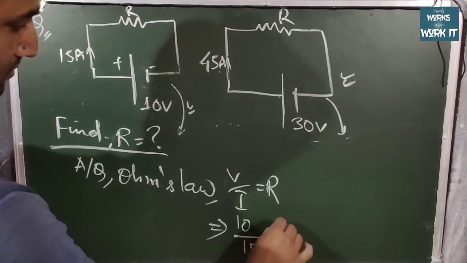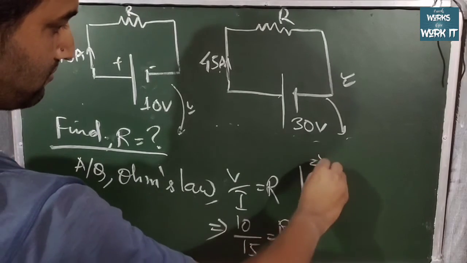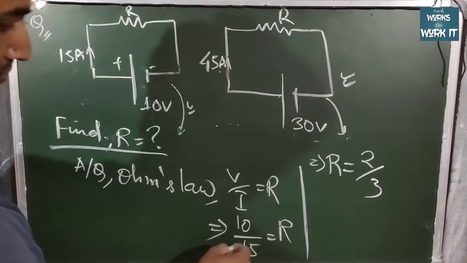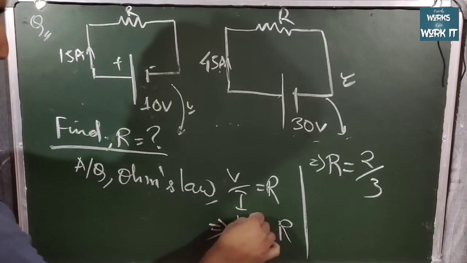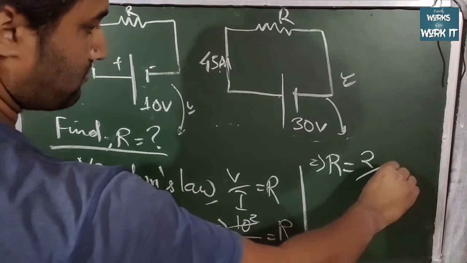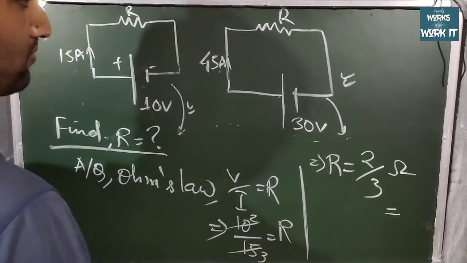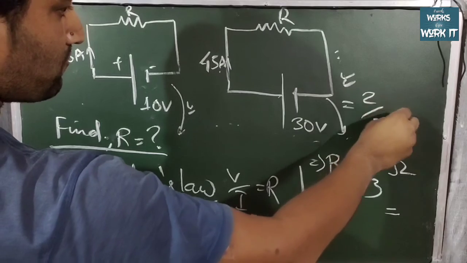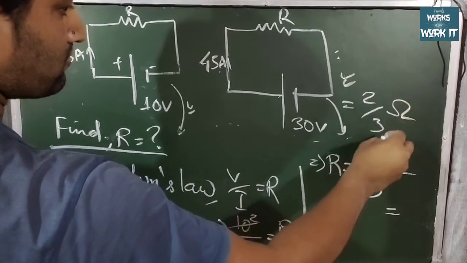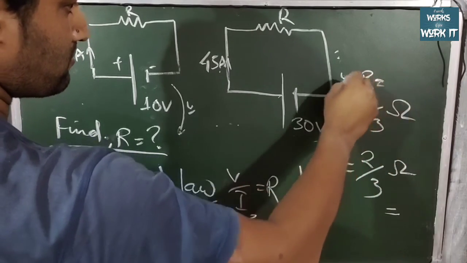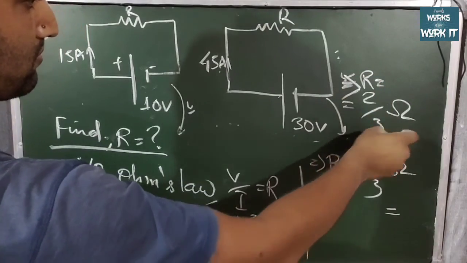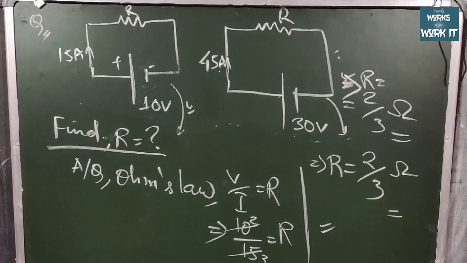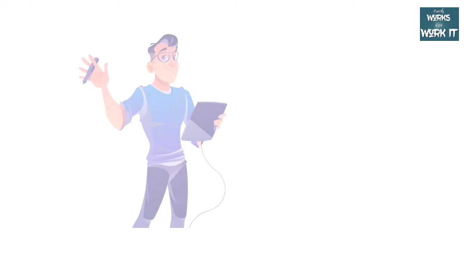So I'm using the first diagram. 10 by 15 is equal to R. So R will be equal to 2 by 3, after cancelling. So 2 by 3 ohm. Here also, if you see, the same result will come for the second diagram also. The resistance will be 2 by 3 ohm. Okay. I hope you have understood it nicely.